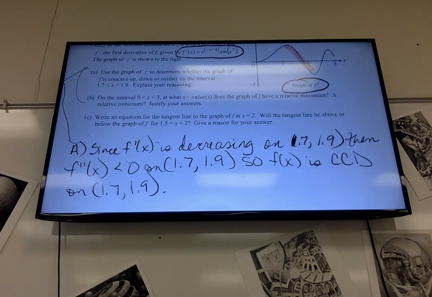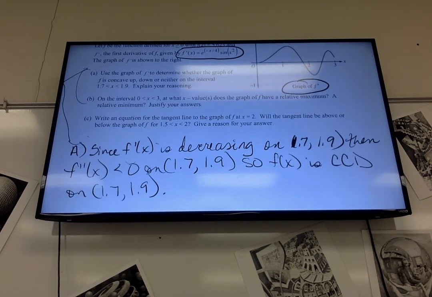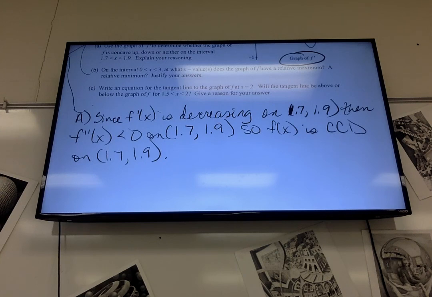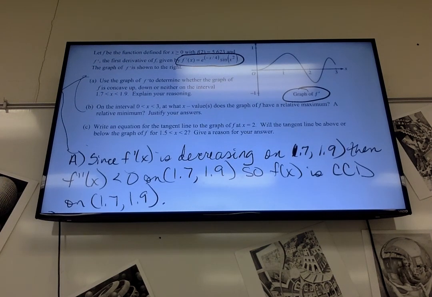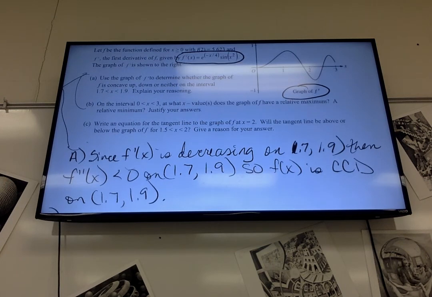All right, so B, on the interval 0 to 3. So that's on the whole thing that's shown. At what x value does the graph have a relative maximum, a relative minimum? Justify your answers. Okay, so how can we tell when we have a relative max or min from f prime? Zero. Yeah, it's got to be where it crosses the x-axis.